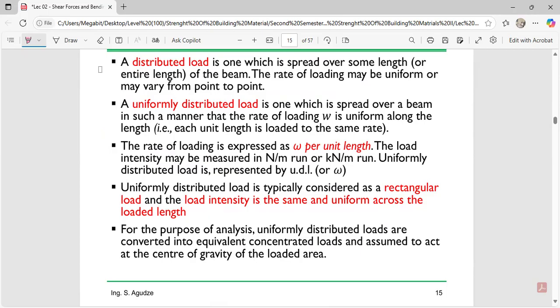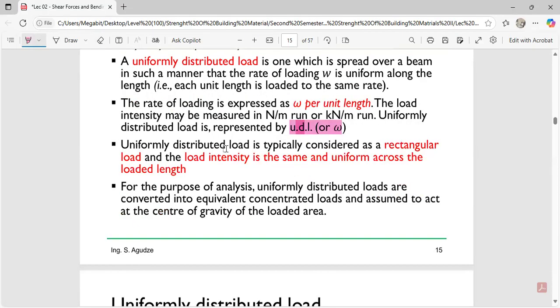The rate of loading is expressed as W per unit length. The load intensity may be measured in Newton per meter run or kilonewton per meter run. Uniformly distributed load is represented by UDL or W.